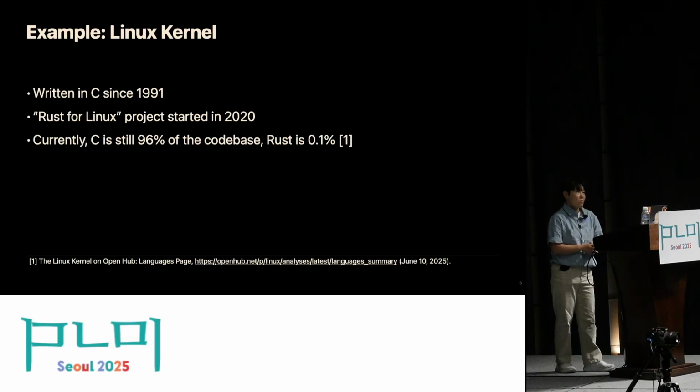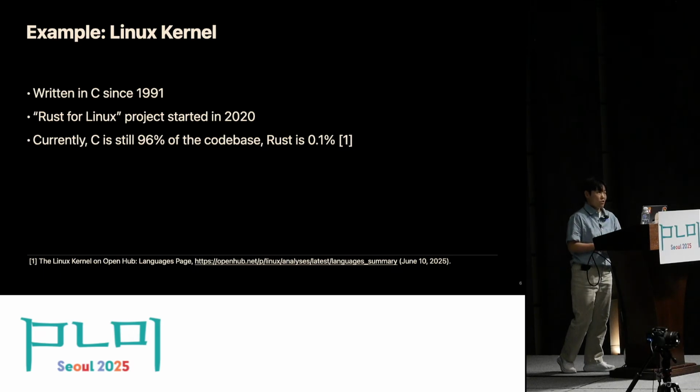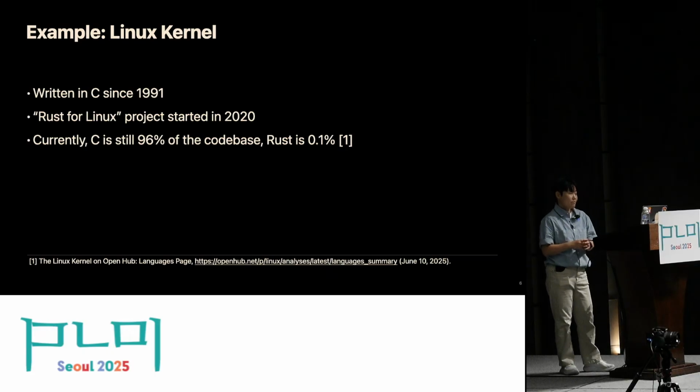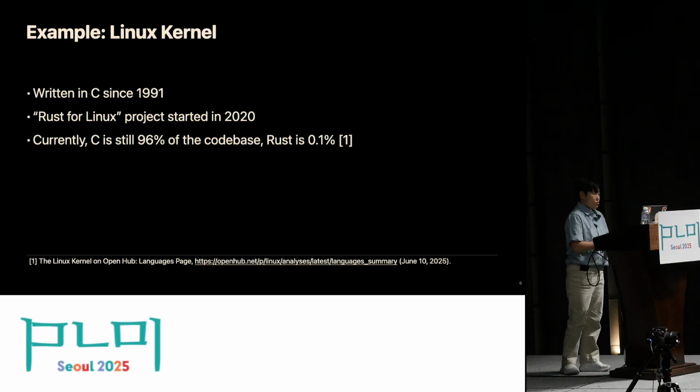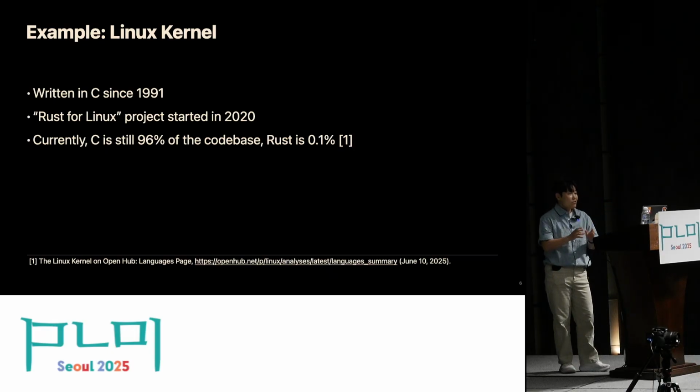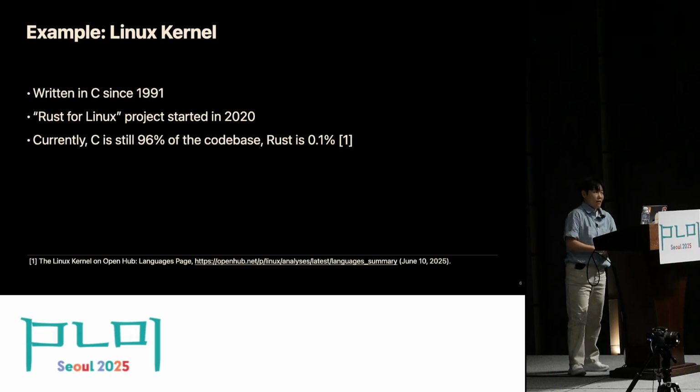For example, the Linux kernel has been written in C as the main language since 1991. And the Rust for Linux project was created in 2020 to add some new code in Rust. However, as of today, the Linux kernel still has 96% C code and 0.1% Rust. In fact, it has more Perl scripts than Rust right now.